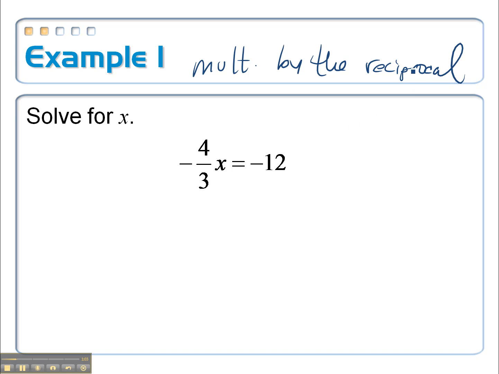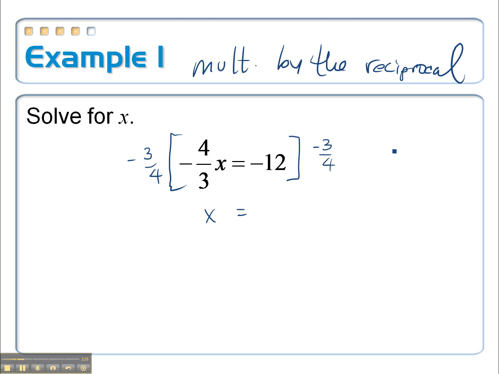If you don't remember, reciprocal means that you just take a fraction and you just flip it over. I'm going to keep the same sign too. So I'm just going to multiply both sides of this equation by negative 3/4. And I do that because negative 3/4 times positive 4/3 makes 1x or just x. And now I want to do the same thing on this side times negative 3/4.